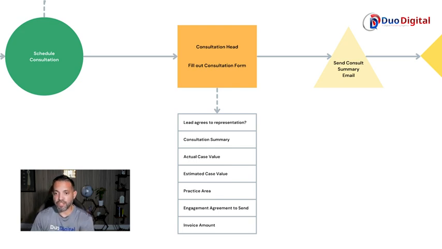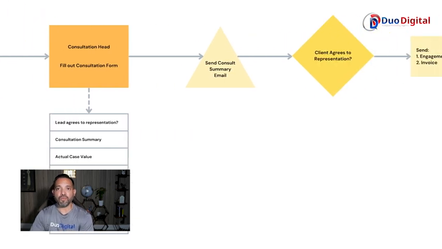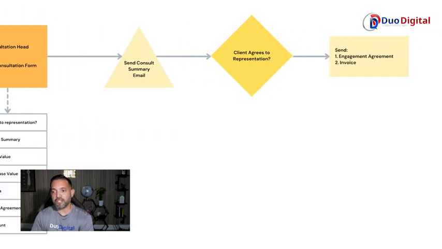First thing that happens is we send the PNC, or the potential new client, a consult summary. They automatically get an email with a summary of the consultation, which is whatever you put in this field here. Then if they want representation, we send them an engagement agreement. Based on all the information that's already been collected, the engagement agreement or fee agreement, retainer, whatever you call it, gets automatically drafted, emailed, and text messaged to the PNC so they can sign it. An invoice is also automatically generated and sent to them to pay.